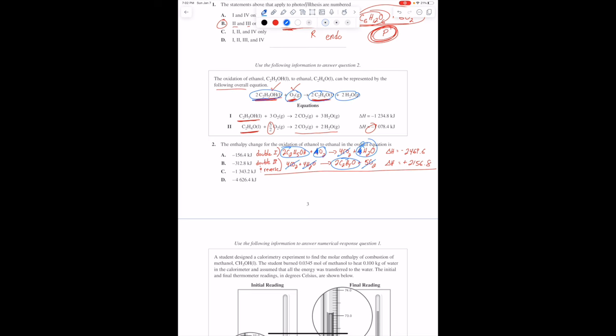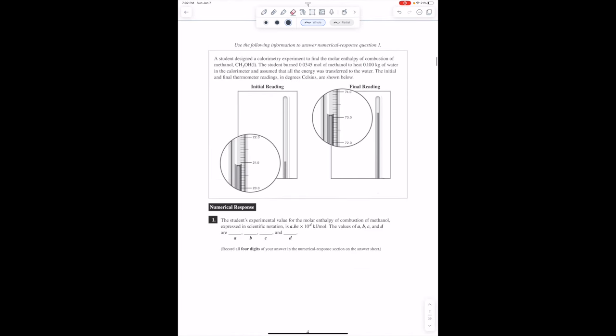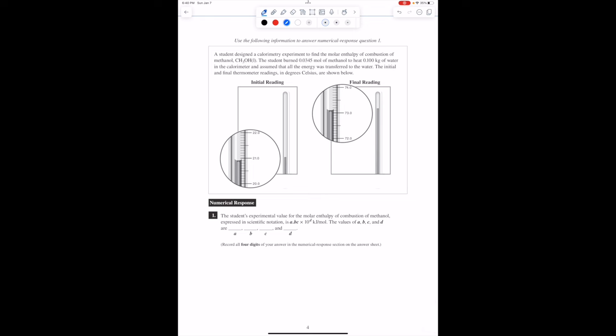All right. So that means I should be able to go delta H equals and just add this up. And I get negative 312.8. I go look at my answer, B, negative 312.8. Okay, done. Let's go to the next one. Looks like a long one. I don't want to read that.